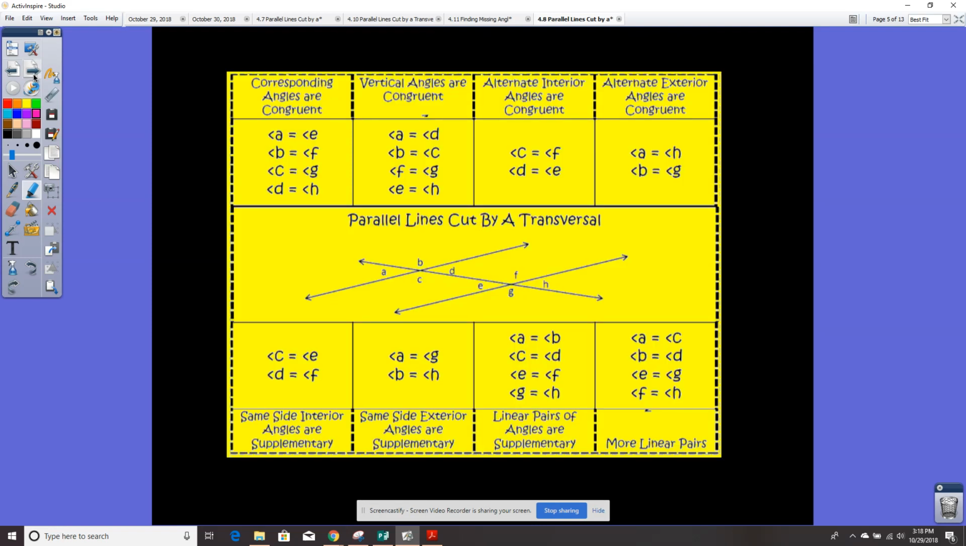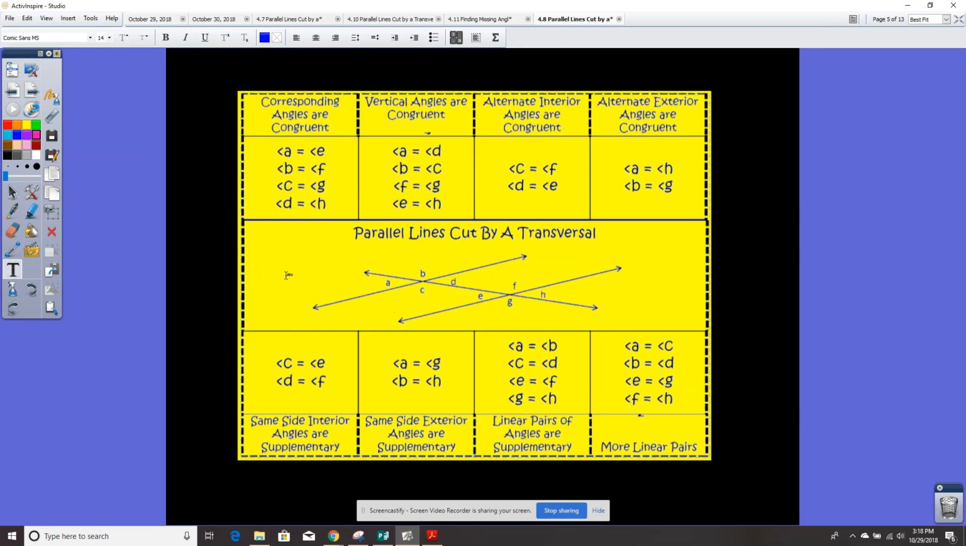And then finally, here are some examples of your corresponding, your vertical, your alternate, and your same side. And so remember that out here is the exterior. And then inside here, this is the interior. And then again, out here, you have exterior again. And that is it for this set of notes.